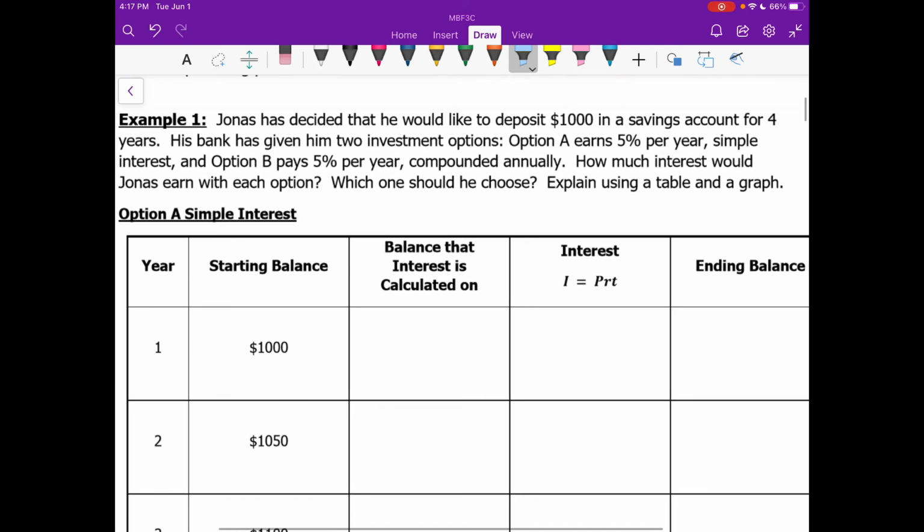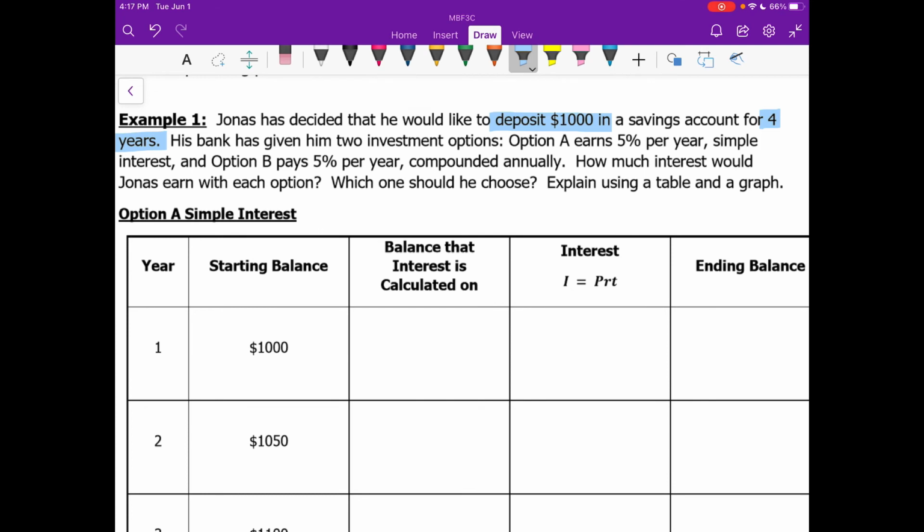So Jonas decides that he would like to deposit $1,000 into a saving account for 4 years. His bank is giving him 2 investment opportunities. So the first one is 5% per year simple interest. And option B is pay 5% per year, and that's compounded annually.